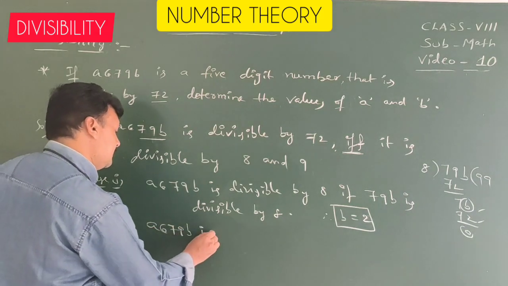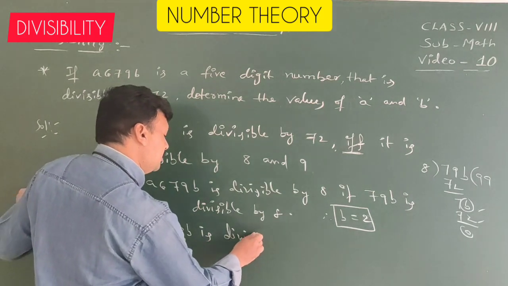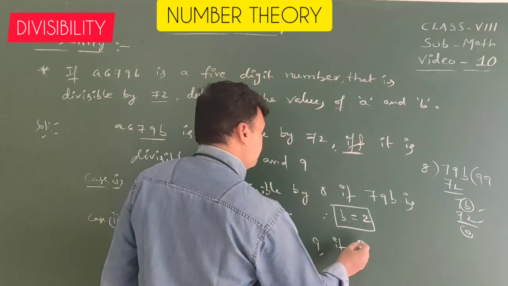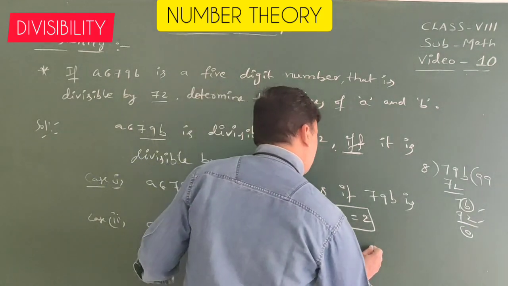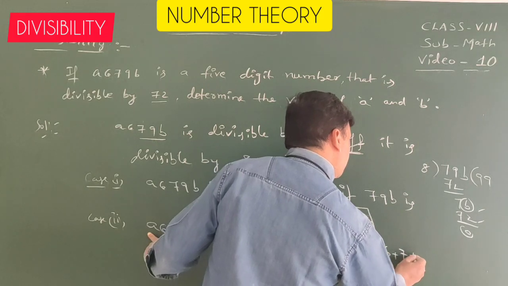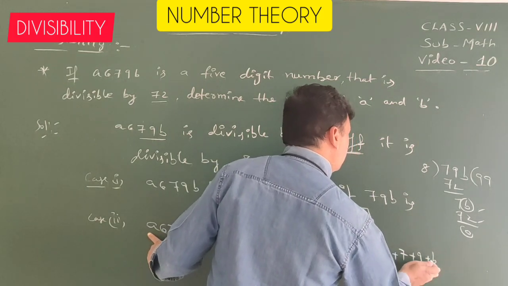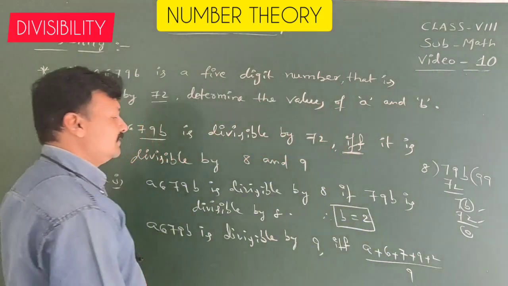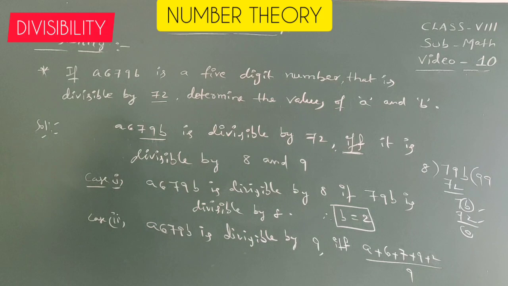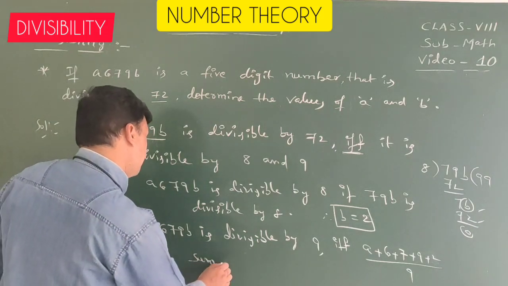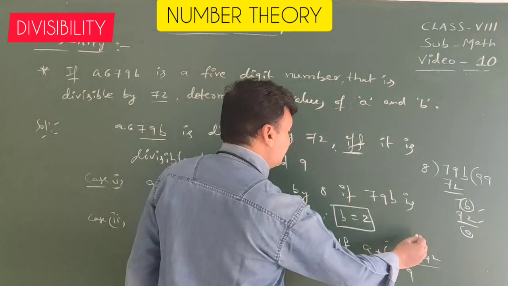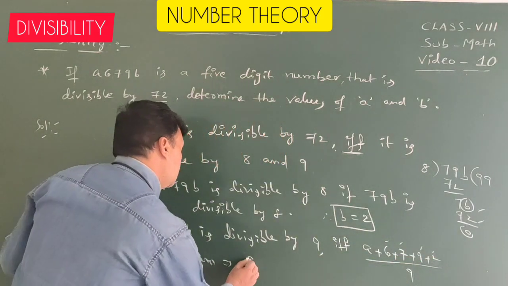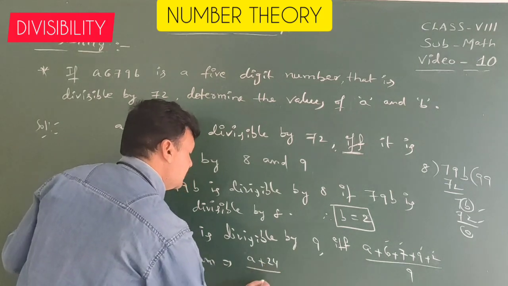A679B is divisible by 9 if and only if A plus 6 plus 7 plus 9 plus B, meaning 2, is divisible by 9. What is the sum? 6 plus 7 is 13, 13 plus 2 is 15, 15 plus 9 is 24. So A plus 24 must be divisible by 9.